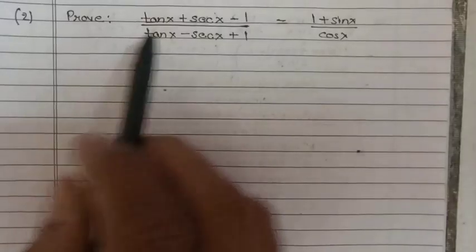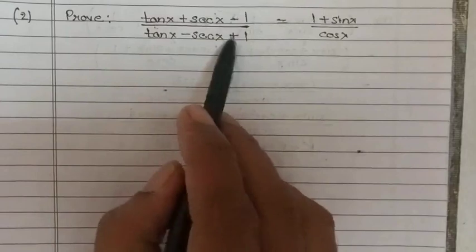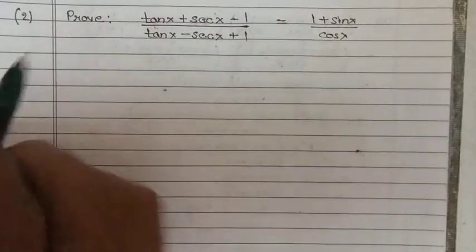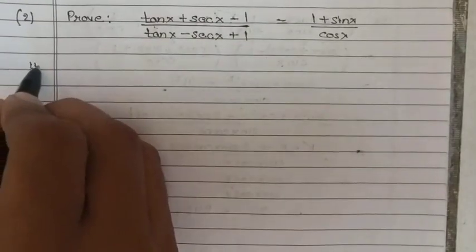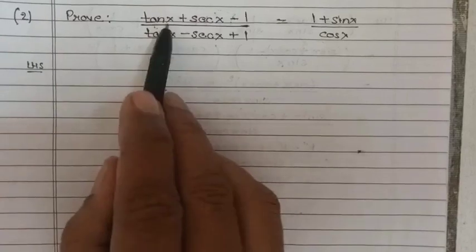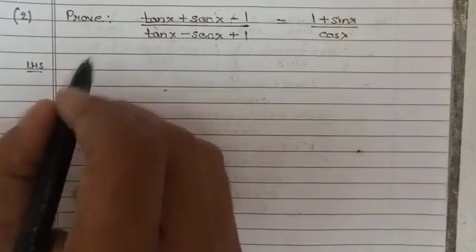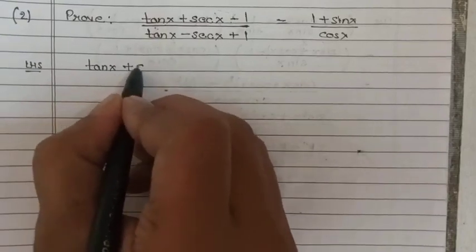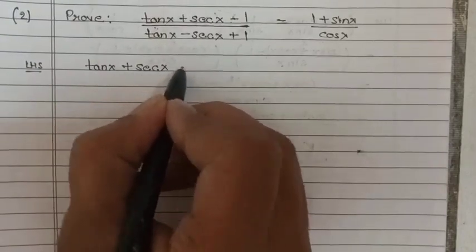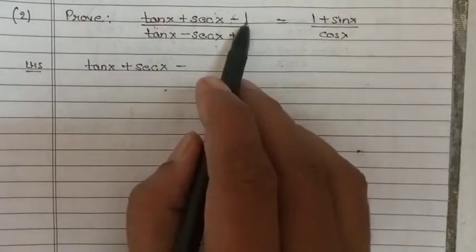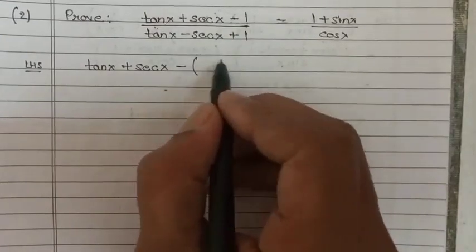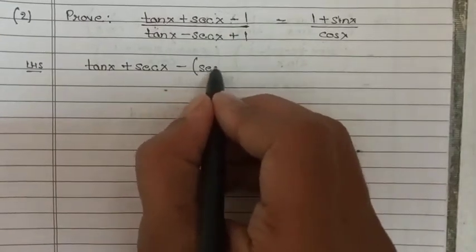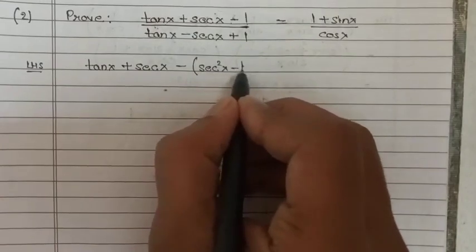Okay, now in this question again, this is the left hand side and we have to prove it to the right hand side. So again we are starting with the left hand side. See, on the left hand side, tan x plus sec x minus, now this 1, we are going to replace 1 with the identity sec square x minus tan square x.